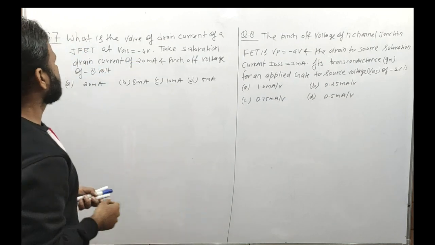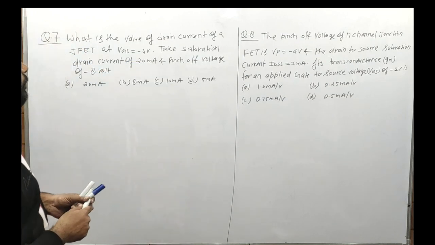Now 7th और 8th क्वेश्चन देखते हैं. What is the value of drain current of a JFET at VGS minus 4 volt?